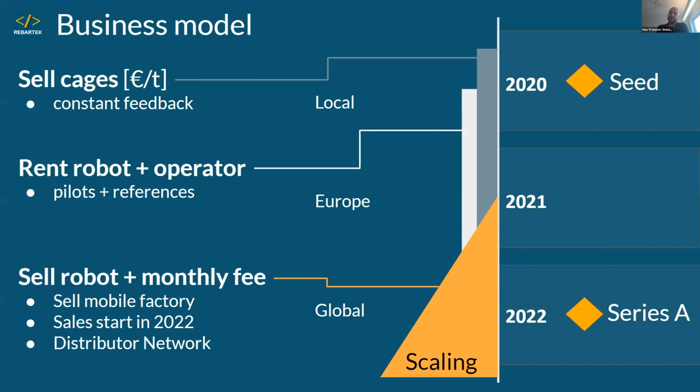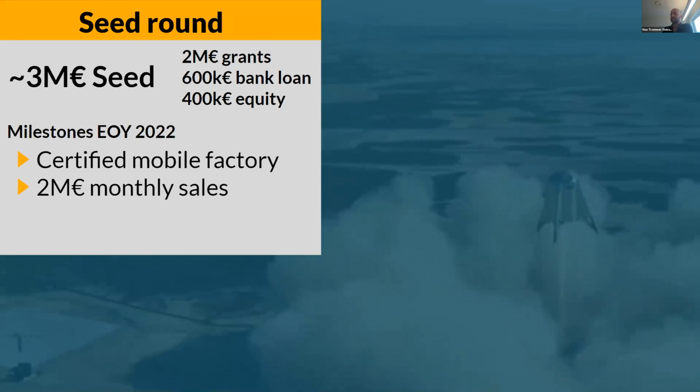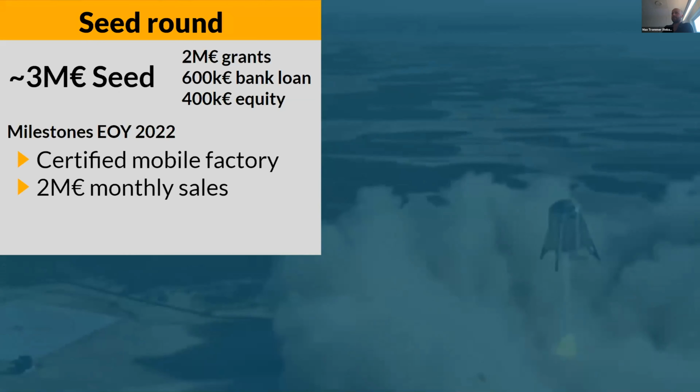Next thing is in Europe, we're going to rent out the prototype of our factory together with our operator. And it's also, as you see, not for scaling, it's for getting more pilot projects, more reference projects. And then at the end of 21, we think we will have our factory ready to start selling the factory and then start scaling. I rushed a little bit through it, so a few words.